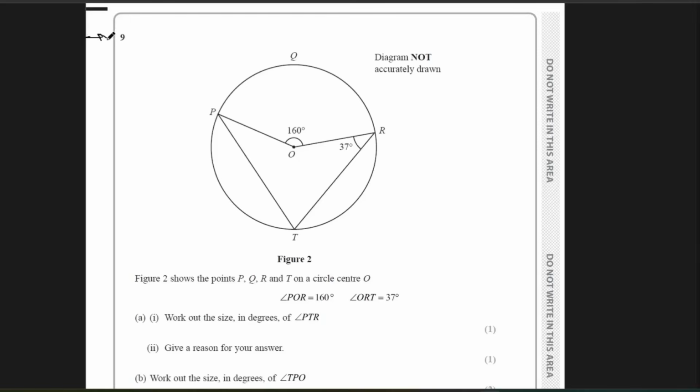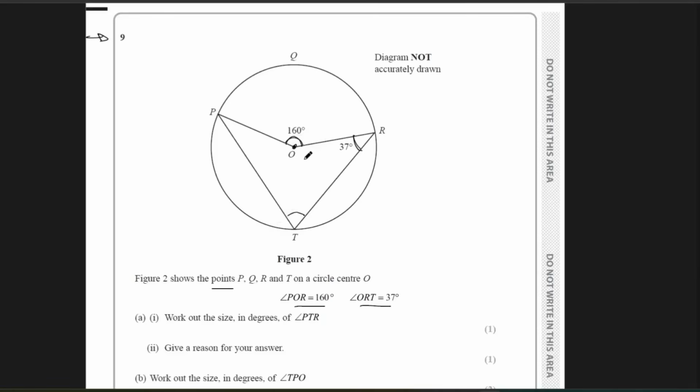Okay, question 9. Figure 2 shows the points P, Q, R, and T on a circle center O. Okay, angle POR is 160 degrees. Yes, angle at the center. Angle ORT is 37. Okay, question A1. Work out the size in degrees of angle PTR. Angle PTR. We need to calculate this.